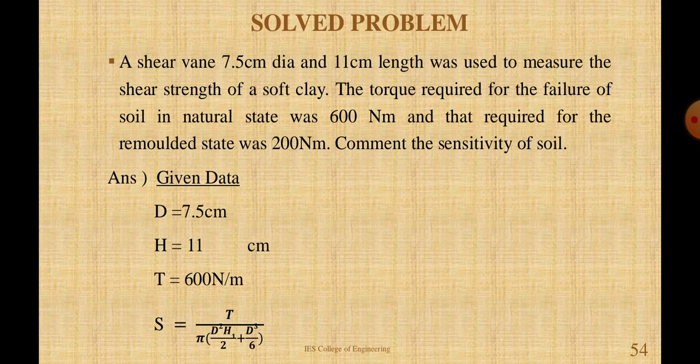Problem. A shear vane 7.5 cm in diameter and 11 cm in length was used to measure the shear strength of a soft clay. The torque required for the failure of the soil in natural state was 600 Nm and that required for the remolded state was 200 Nm. Comment on the sensitivity of the soil. Therefore, given data: D is equal to 7.5 cm, H is equal to 11 cm, T is equal to 600 Newton meter, and S is equal to T divided by pi into D square H by 2 plus D cube by 6.